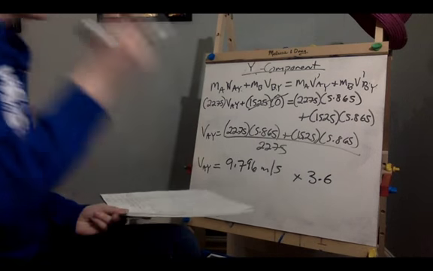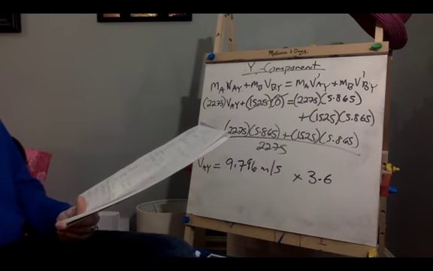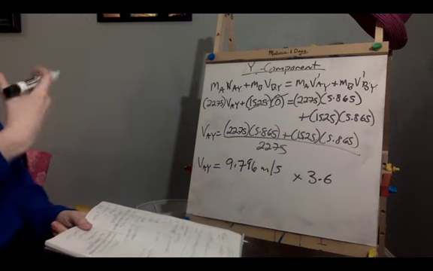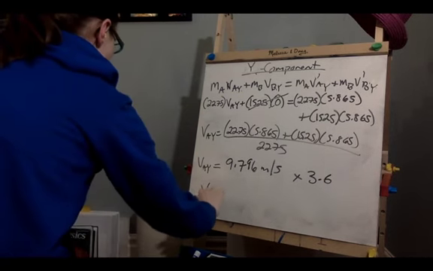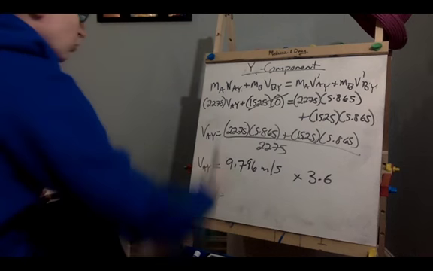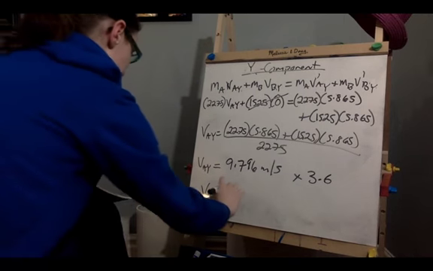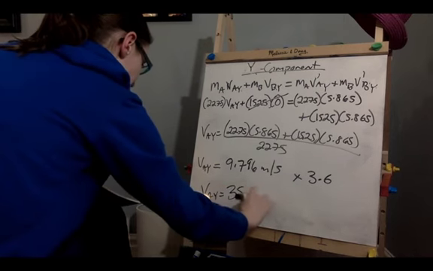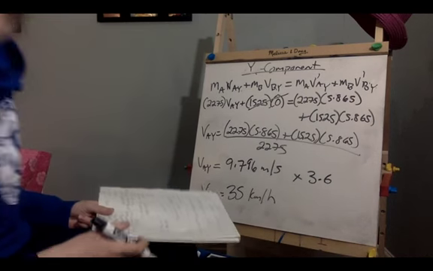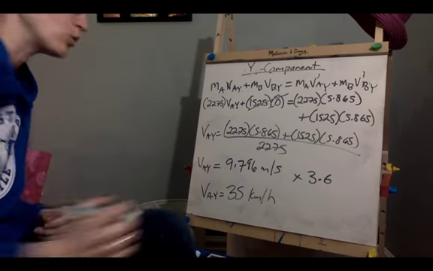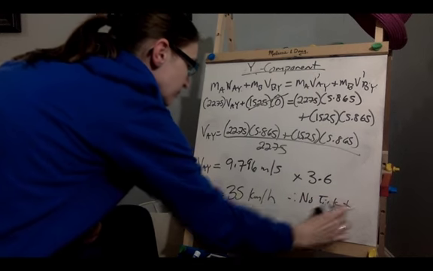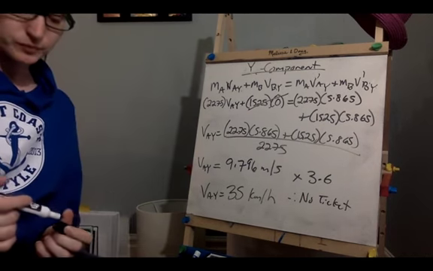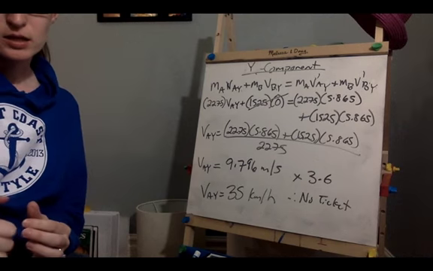I think it ends up coming out to like 35.3 kilometers per hour, but technically we're in 2 sig figs. So the velocity of that car A traveling north is just a nice 35 kilometers per hour, which is technically the speed limit, so no ticket. Okay, and that's that.